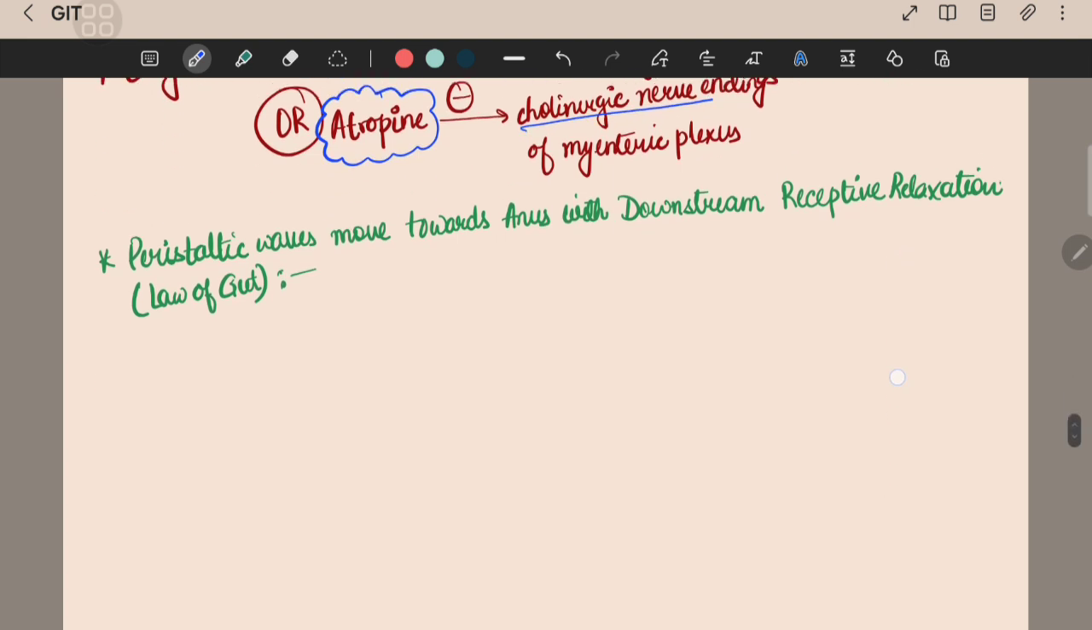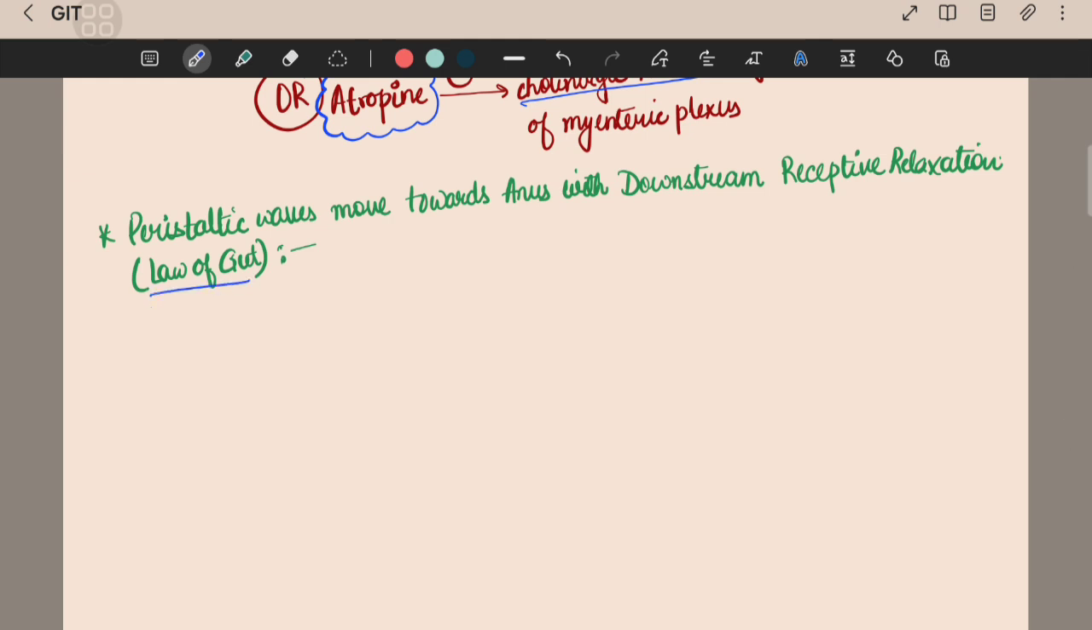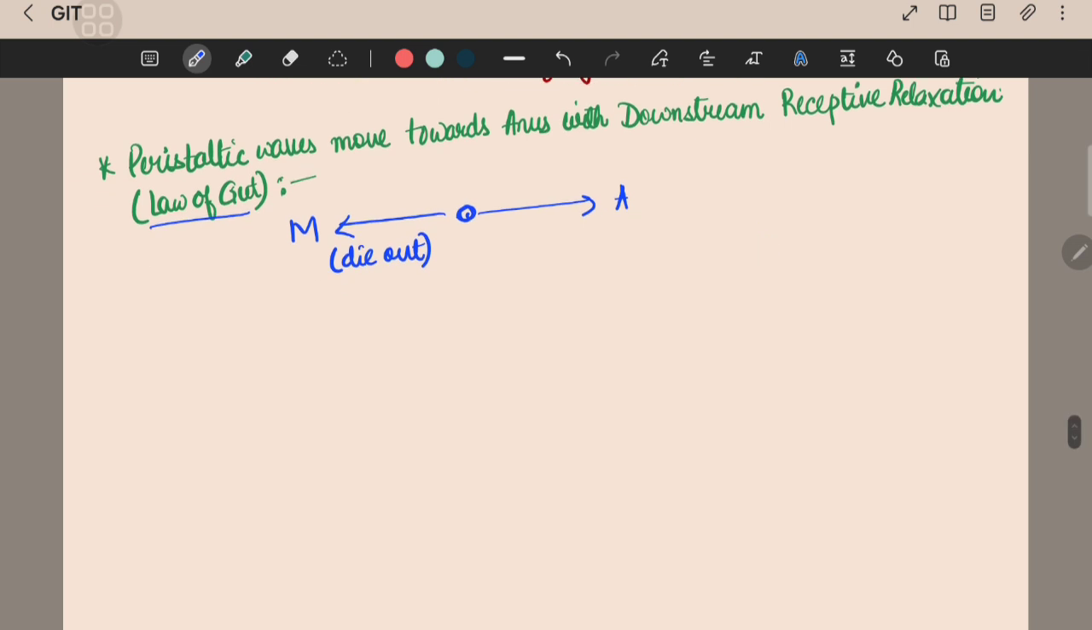Okay, now peristaltic waves move towards the anus with downstream receptive relaxation. That is the law of the gut. Now let me explain what is this law of the gut. Peristalsis, theoretically it is said that it starts from this point and it moves in both directions. That is, this is the anal side, this is the mouth side. But it is said that when this is stimulated at one point and it is moving towards the mouth, then what will happen? This peristalsis will actually die out. This particular portion will die out, and the remaining portion, that is the movement towards the anus, will actually continue. So peristalsis will continue towards the anus. That is, it will be a directional transmission of peristalsis.